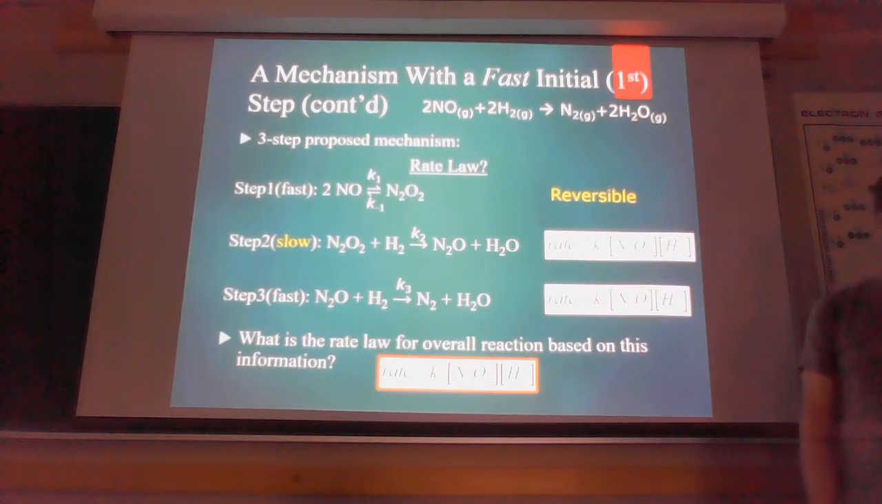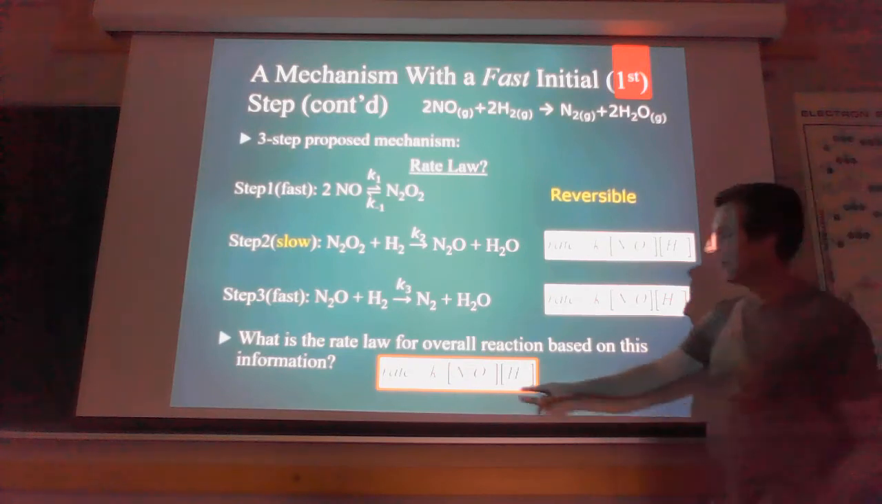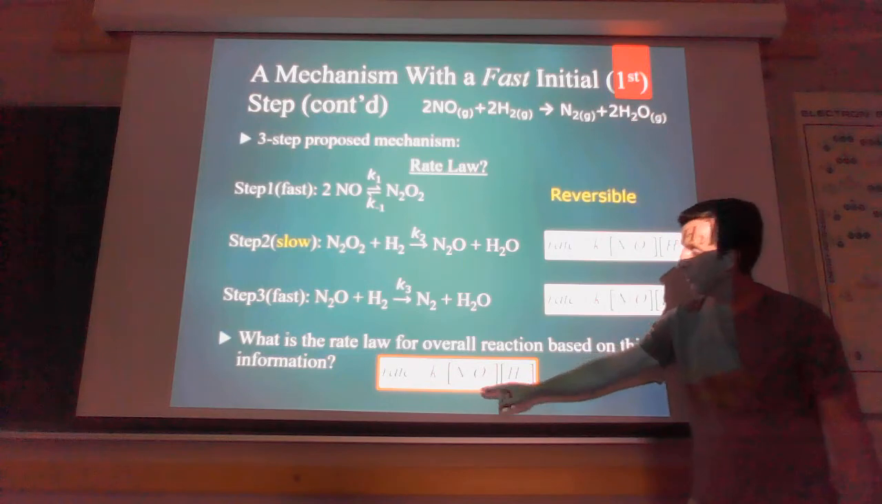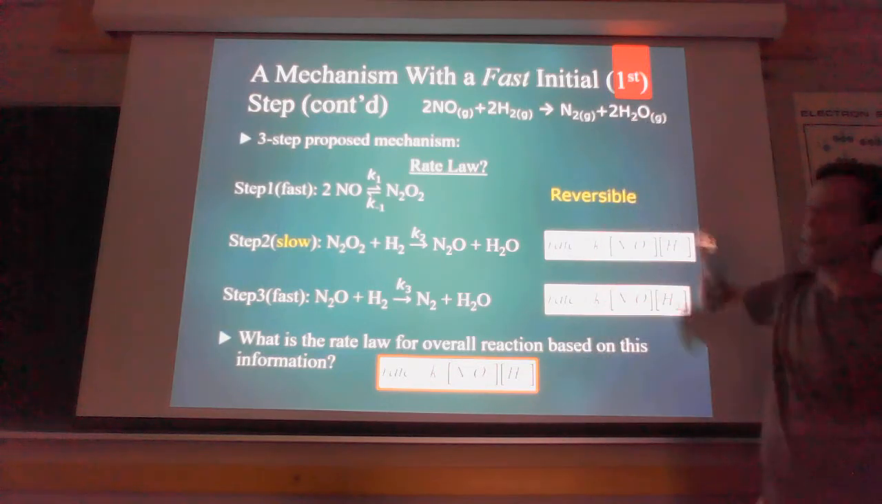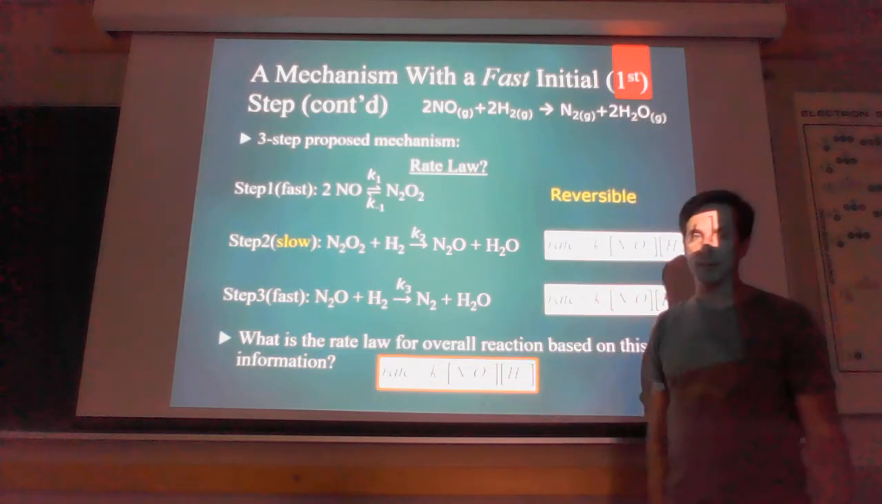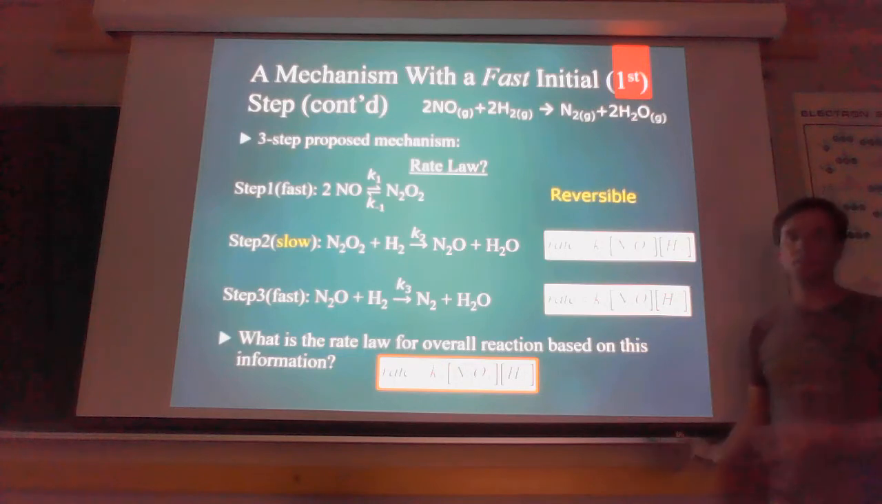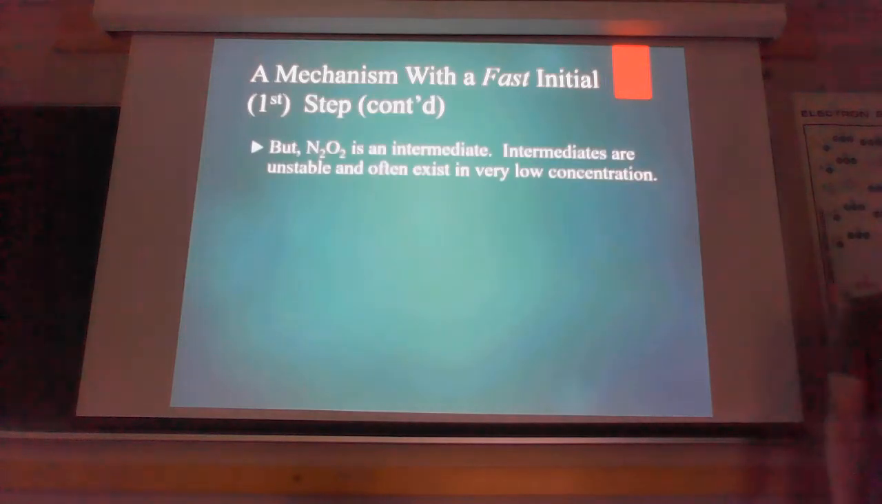Now, we do have a little bit of an issue, though. In this rate law that we just wrote, N2O2 does not show up in the overall reaction. It's an intermediate. We are not allowed to leave intermediates in the rate law. It's just not a proper form.